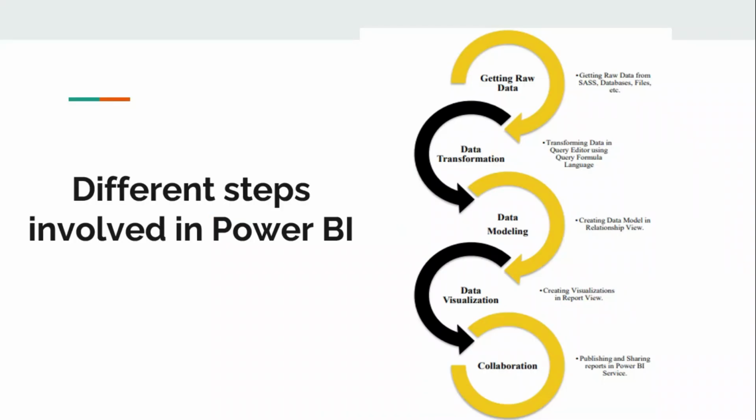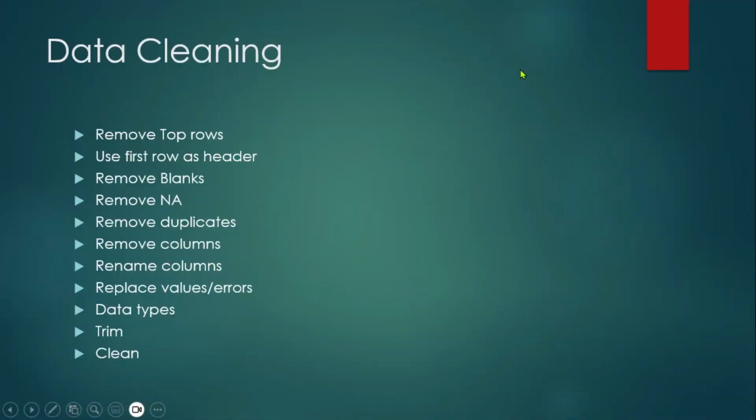Now you all know there are different steps involved in Power BI. First step is getting data, so we import the raw data. Then we do data transformation in Power Query Editor. This second step we are going to do today. Third step is data modeling, where we build a relationship. Then the fourth step is data visualization, and finally we publish and share the report in Power BI Service, which is collaboration. So what is Power Query?